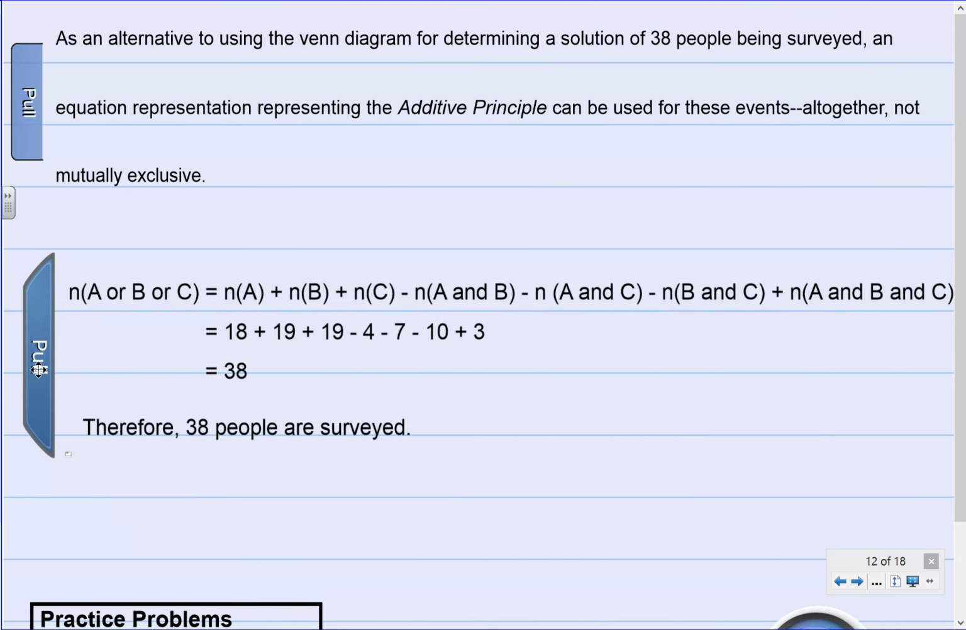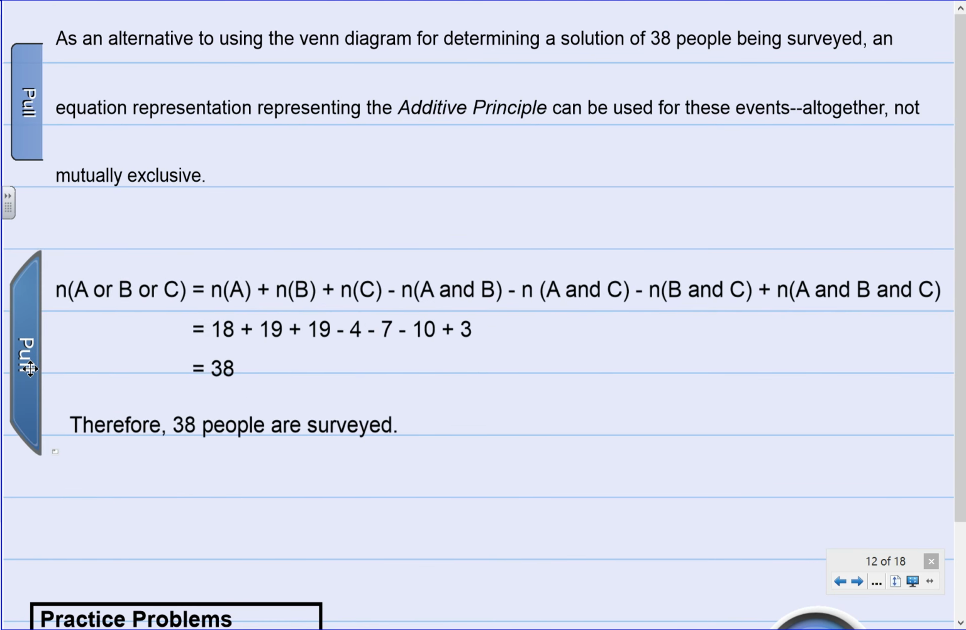So the formula, when you have the intersection of 3 sets, or there are 3 events that are not mutually exclusive occurring, we would add the elements in A, B, and C together, and from that we would subtract out the number in A and B, minus those in A and C, minus those in B and C, and then we add back in those who end up doing all 3, and verifying that sum, we end up with 38 individuals being surveyed.